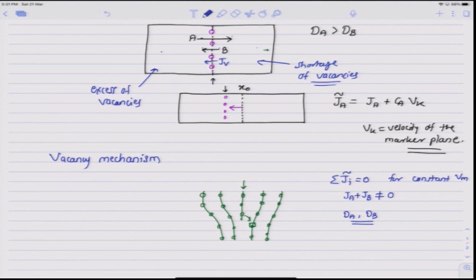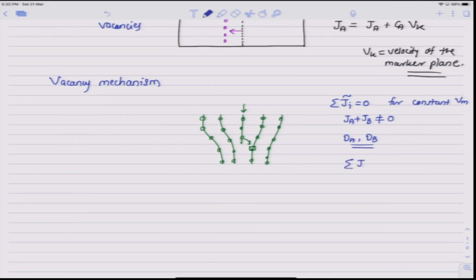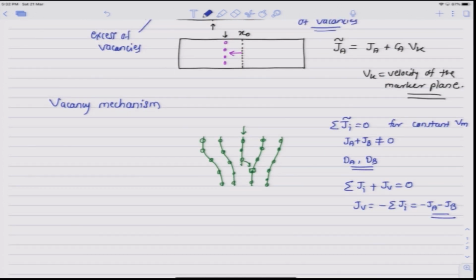But if we consider the conservation of lattice sites, then we also have to take into account the vacancy flow or the vacancy flux, in which case we can write sigma Ji plus Jv should be equal to 0, and so Jv is equal to minus summation of Ji. So for binary diffusion, this would be minus JA minus JB. So in order to get to the intrinsic diffusion coefficient, we need to track the original lattice plane, and this can be done only with the help of markers. How do we select these markers?